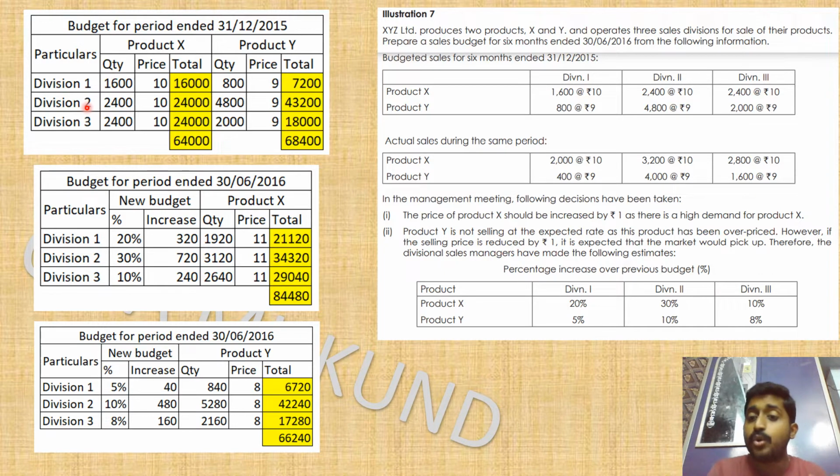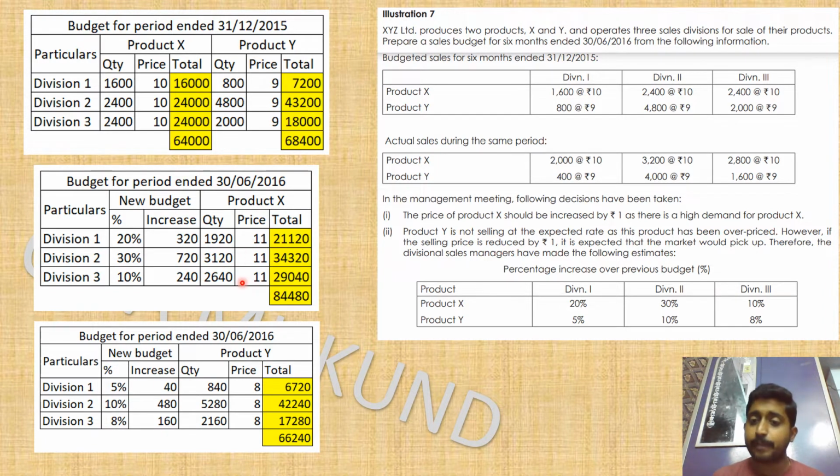Similarly, division 2 last 6 months sales is 2400. It will increase by 30%. 30% increase is 720. So 720 plus 2400, it is 3120. And in the same way apply this increase, so you have found the new quantity. What does sales budgeting need? Sales budgeting needs the sales quantity and selling price. So sales quantity, whatever is the increase, we have applied and we have found the new sales quantity.